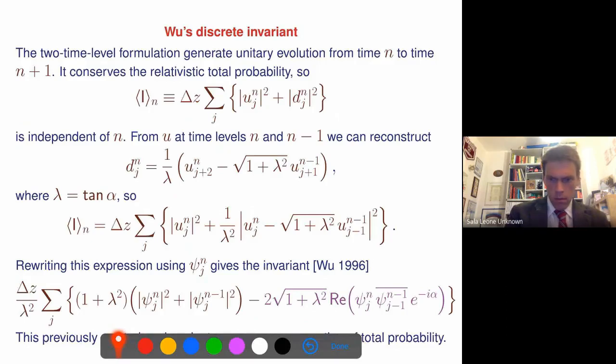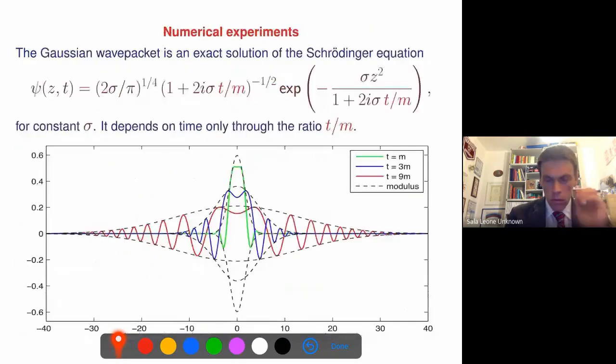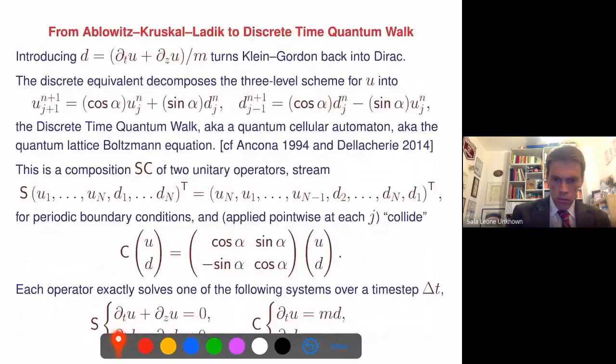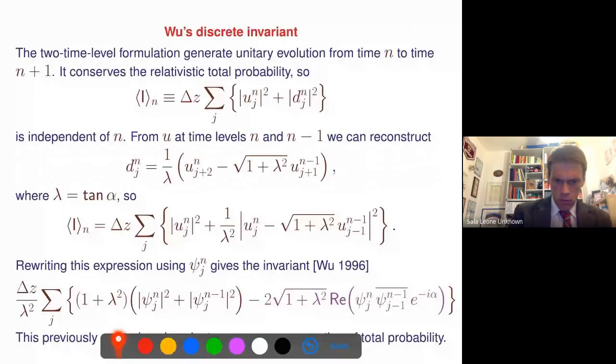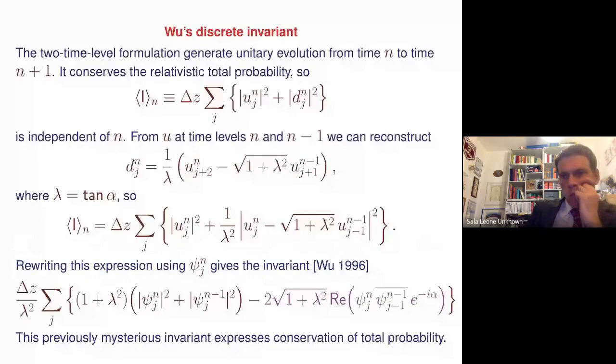And from my previous formulae, so let's go back. Back. So it's got a mind of its own. I can solve this one for d in terms of the u's at the different time levels. So I can get rid of this, plug in d in terms of u's, and then I get this mess, which is now just in terms of u, and then I have to undo some transformations to get back to the psi. When I get back to the psi, this mysterious thing that Wu presented more or less out of nowhere is the relativistic probability conservation.